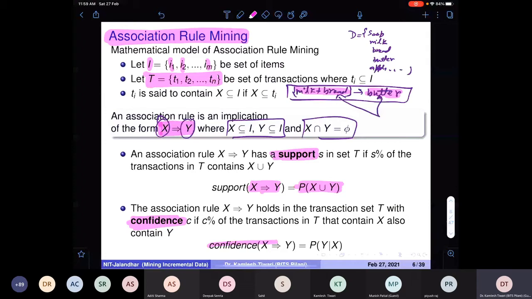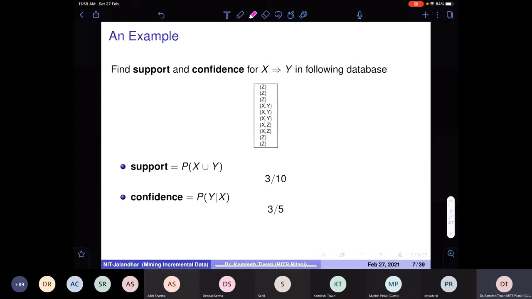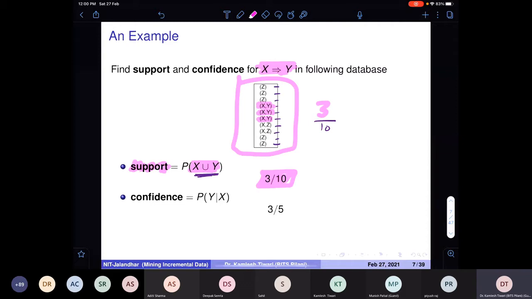So let us see this using an example. For example, for X implies Y, we want to find out the support and confidence, and let's consider this particular database. In this database, support is going to be X union Y, the places where X and Y are both there. How many examples do we have? 1, 2, 3, 4, 5, 6, 7, 8, 9, 10. 10 examples are there. Out of them, at how many places are X and Y both there? X and Y both are here, here, and here, three places. So the answer is going to be 3 by 10. Everybody is clear about this? Very simple. That is the support.